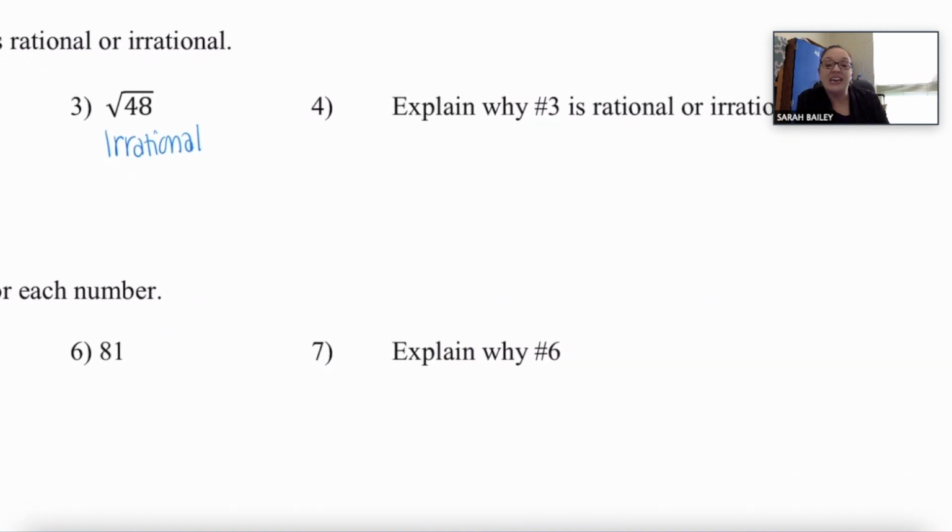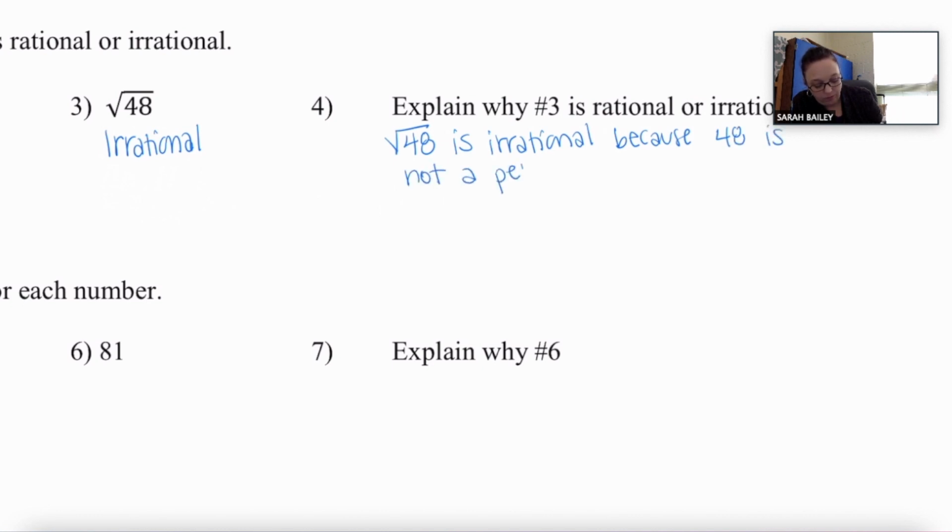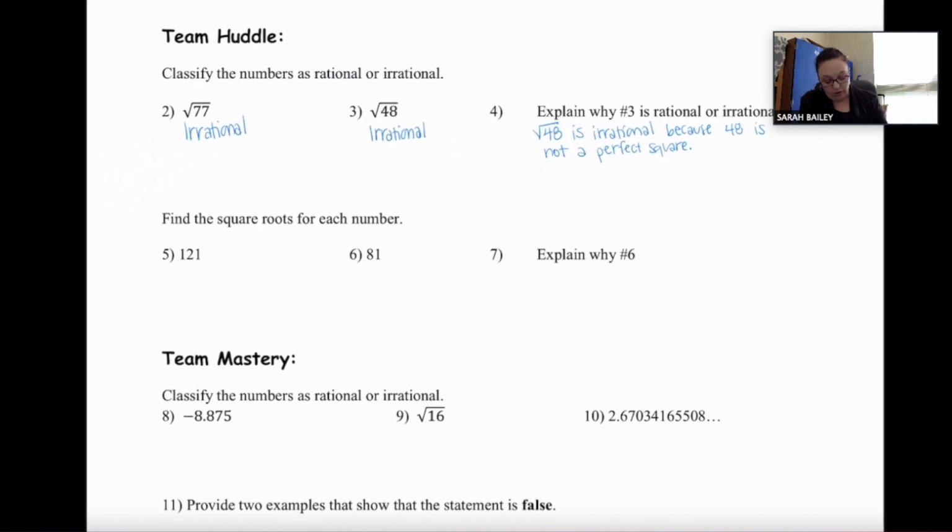So it says explain why number 3 is rational or irrational. So number 3 is irrational. So I'm going to say the square root of 48 is irrational because 48 is not a perfect square. When we take the square roots of perfect squares, we end up with whole numbers or integer values. Okay, let's go to the next part.